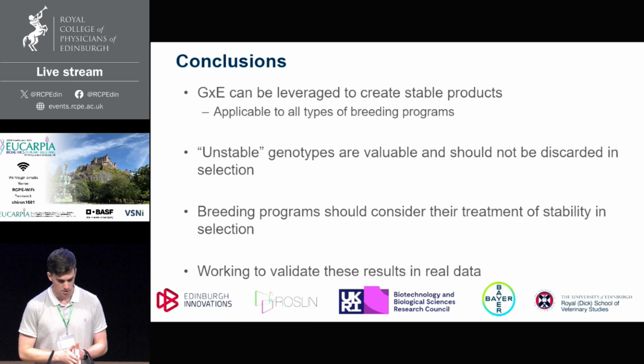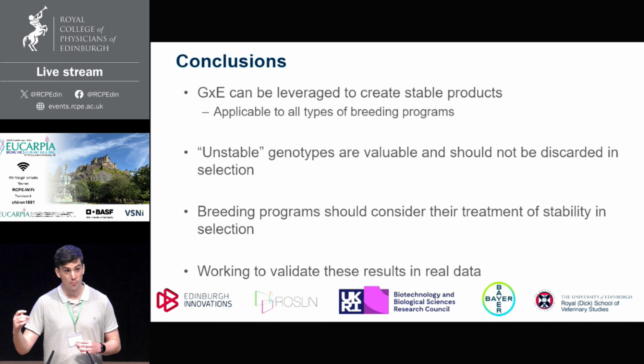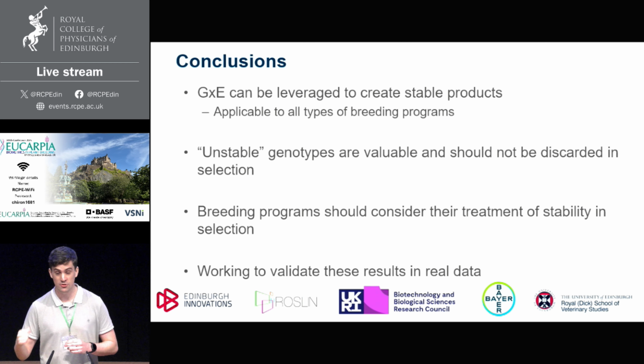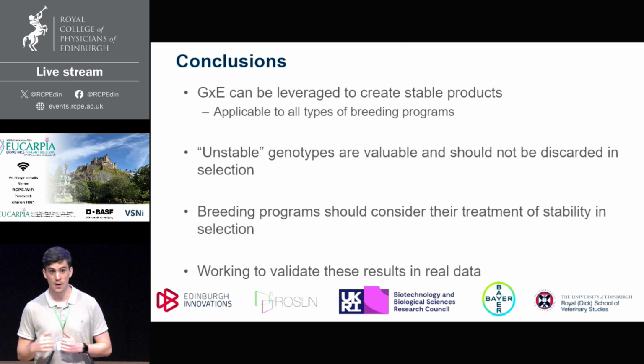So just to wrap up with some conclusions, genotype by environment interactions can be useful in breeding programs, and we can use them to create stable products for release. These are applicable to all types of breeding programs. I was actually using an inbred breeding program, but this is probably easier to implement in a hybrid breeding program. So the real message is unstable genotypes are valuable and shouldn't be discarded in selection, and we can use them in breeding programs. And there should be a lot of thought given to actually how we utilise this variation in breeding programs. And we're working to validate these results in real data.